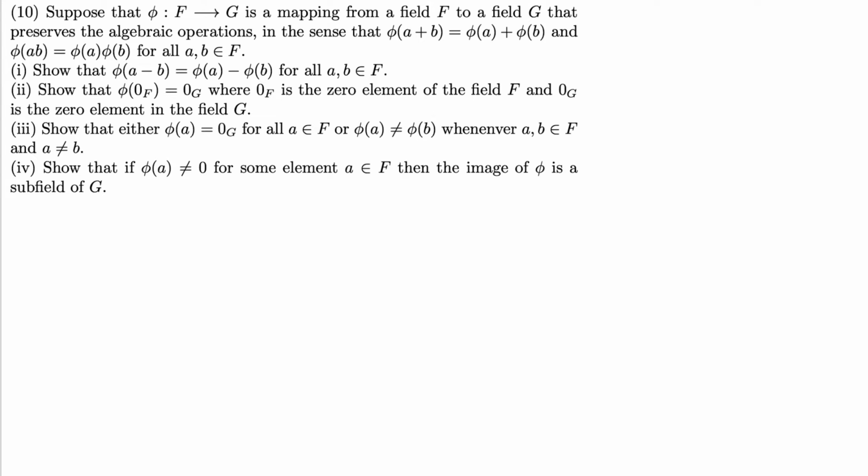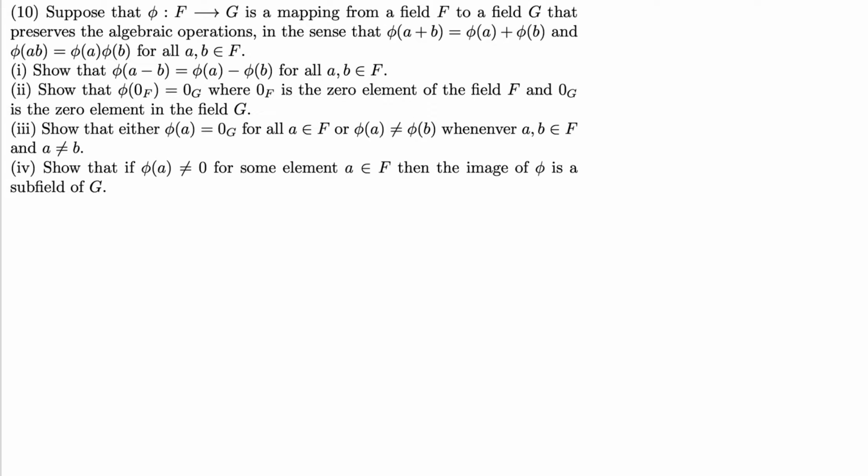Today we'll be finishing Chapter 2, or 1.2, by considering question 10, which reads: suppose that phi from F to G is a mapping from a field F to a field G that preserves algebraic operations in the sense that phi of a plus b is equal to phi of a plus phi of b, and phi of ab is equal to phi of a, phi of b for all a, b in F.